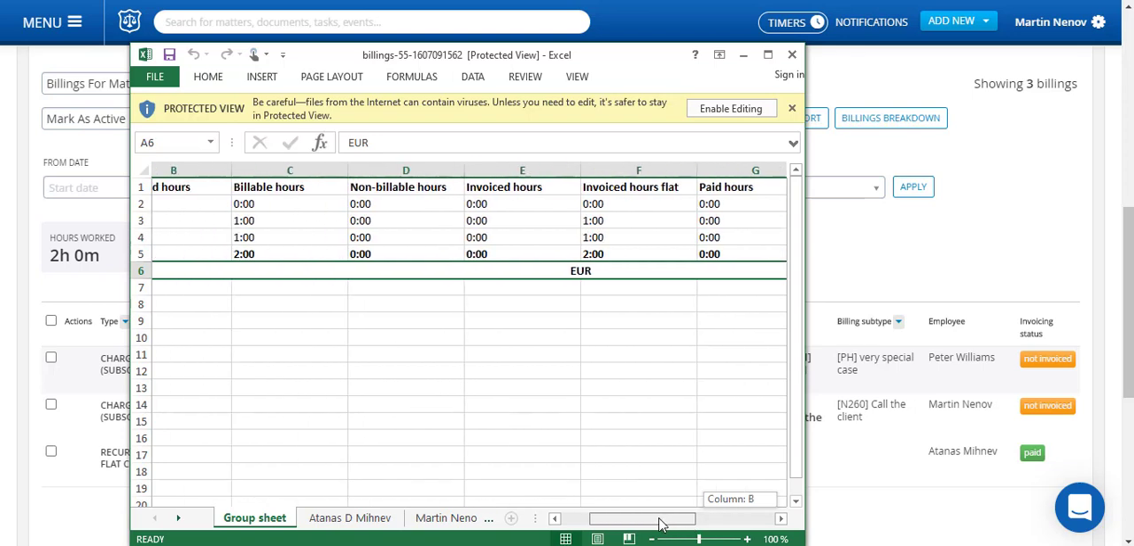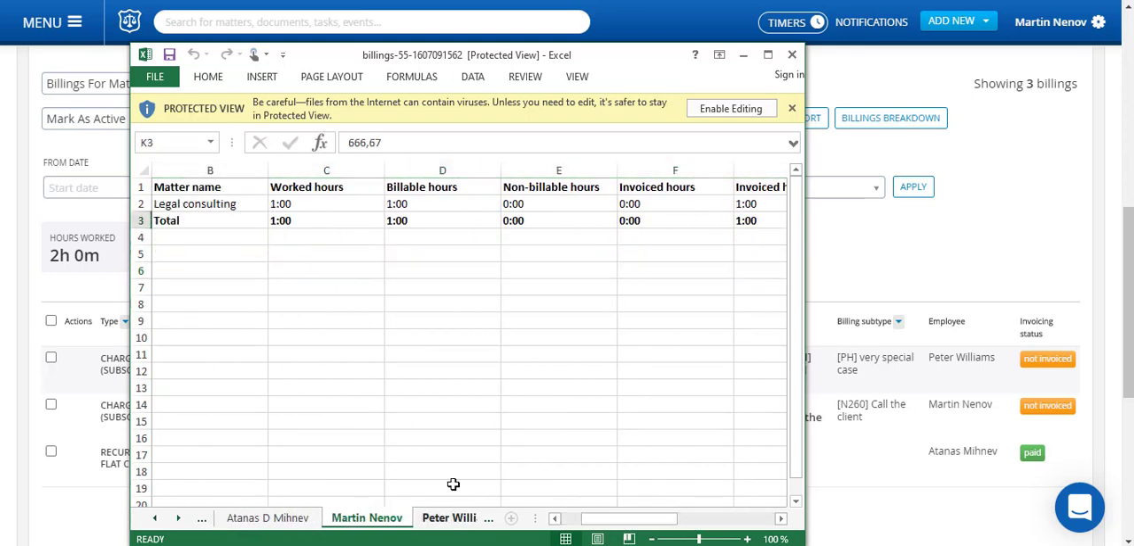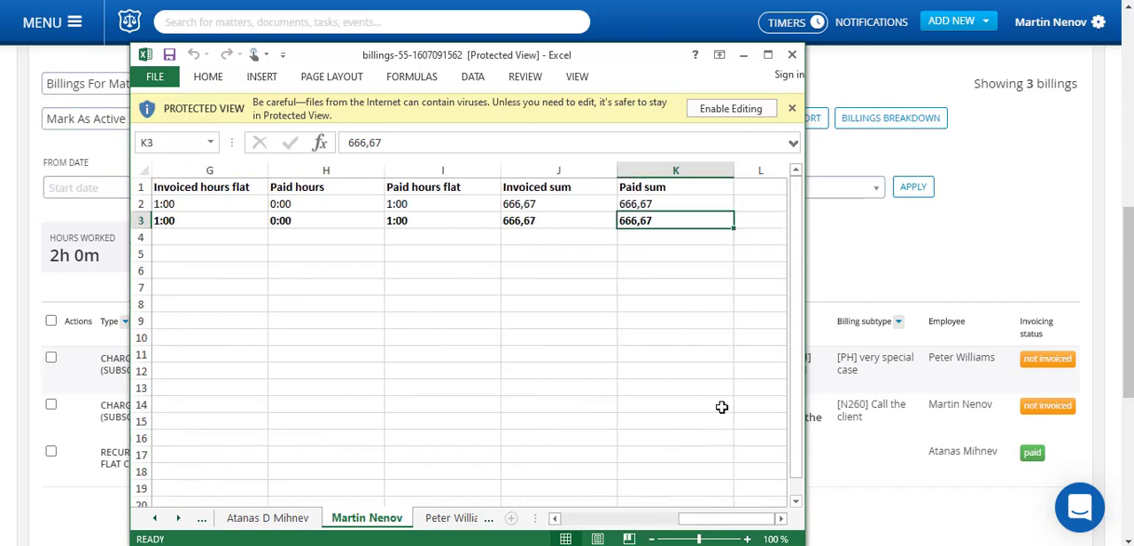I would like also to show you that on the next sheets of the file we have detailed information about the billings for every team member. We believe that this would be useful for you.